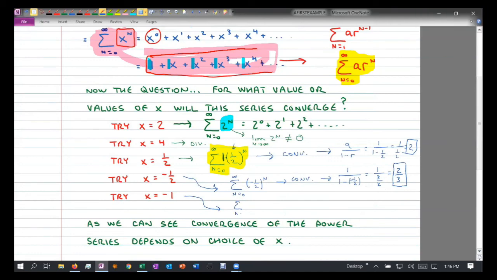Sum n equals 0 to infinity, negative 1 to the n. What does that do? And why? Diverge, because it's constantly flipping between 1 and -1. That's right. It diverges because you can do the nth term test here. Do the limit as n goes to infinity of -1 to the n, that's definitely not 0. So it diverges.